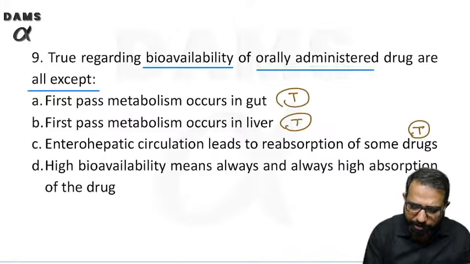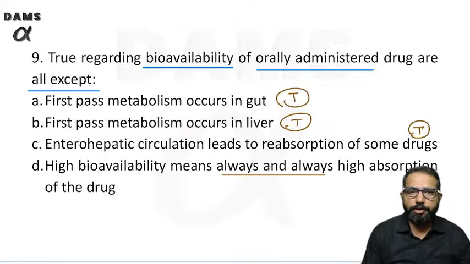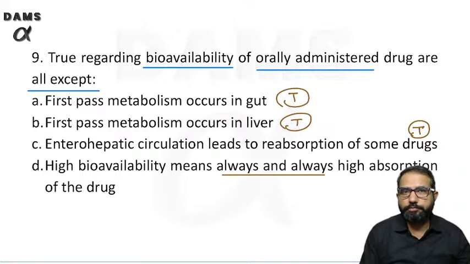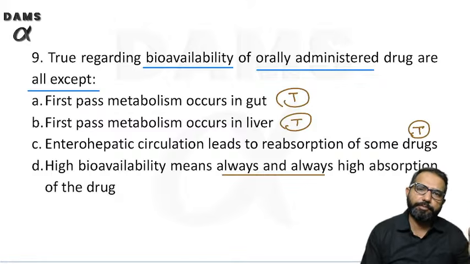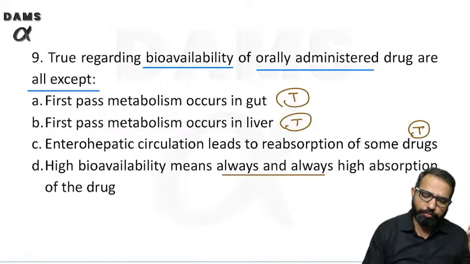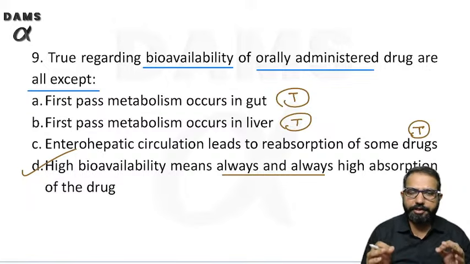High bioavailability means always and always high absorption. Is this true? No. High bioavailability means either high absorption or less first pass metabolism. If there is no first pass metabolism, then also the bioavailability will be high. It's not always high absorption. Sometimes the absorption is good, but because of high first pass metabolism, it will have low bioavailability. The best example is nitrates. Nitroglycerin has very good absorption, but because of its first pass metabolism, bioavailability will be less. The correct answer will be D.